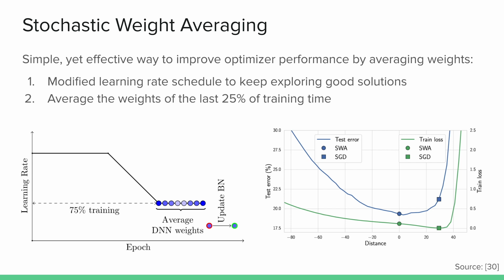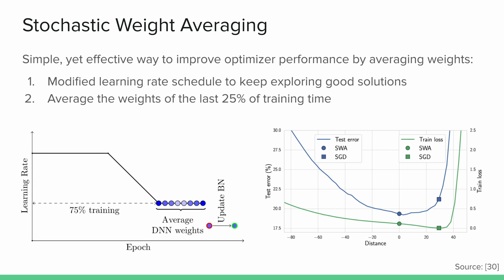And once we're done with the last 25% of our training, we take those snapshots of those weights and we average them and compute the average values. As you can see here also for batch normalization, this would require some special handling, but I'm not gonna get into those details. What you can see on the right side, however, is very interesting.